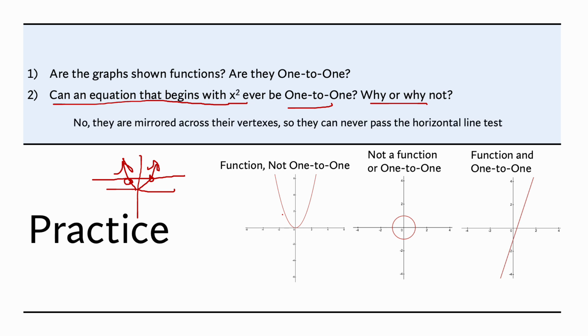Yeah, they're mirrored across their vertices. So it's like a mirror here. So they can never pass the horizontal line test, like we said.